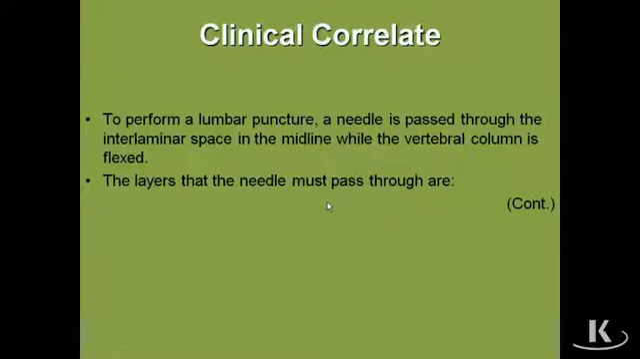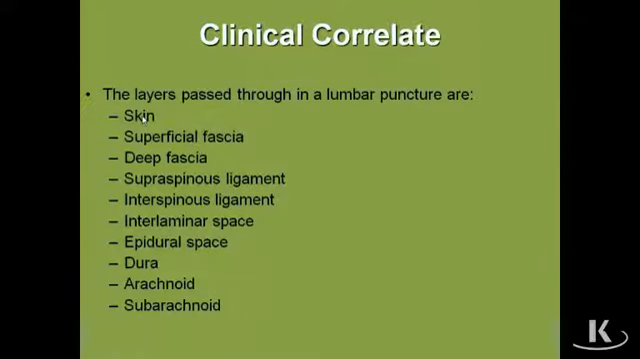So, when we do a lumbar puncture, let's be cognizant of the layers that we have to pass through. So we've already said that the needle is passed through the interlaminar space, it's done in the midline, and it's done with the vertebral column flexed. And then we can take a look at the layers that we're going to pass through, starting from the outside and working our way in.